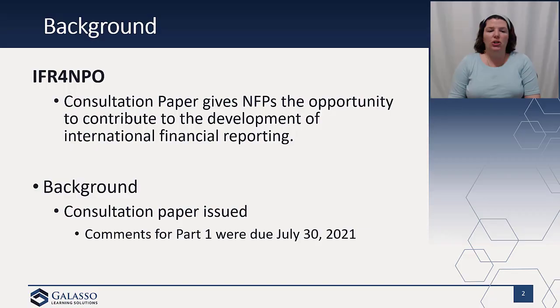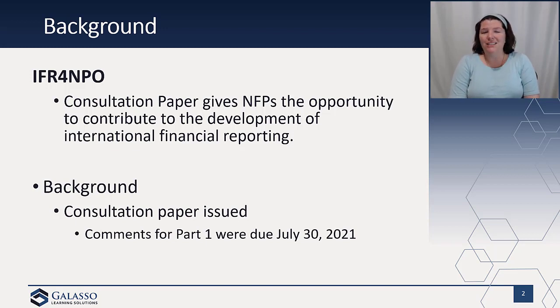So as we've discussed earlier, IFR for NPO is an international project to give not-for-profit organizations around the globe an opportunity to contribute to the development of international financial reporting. Currently, there is not a lot of guidance internationally, which leads to significant diversity in practice. While U.S. GAAP does have Section 958 of the codification, around the globe there is not a lot of consistency. And so we have a large group with a very diverse involvement, including Jeff Mechanic from the FASB.